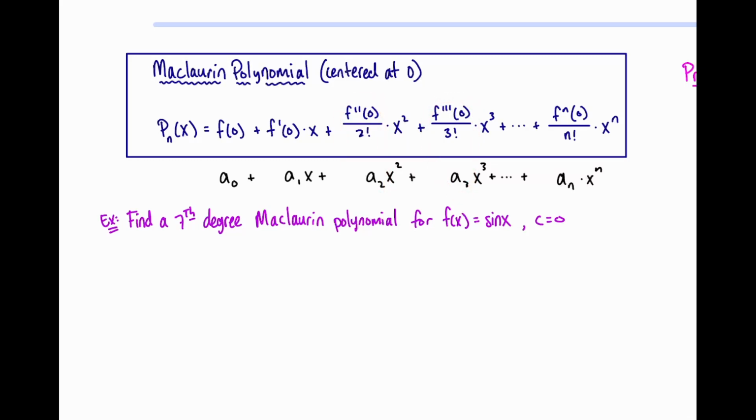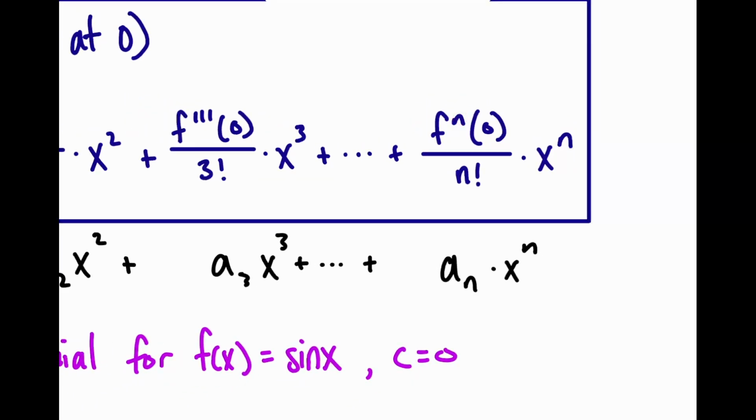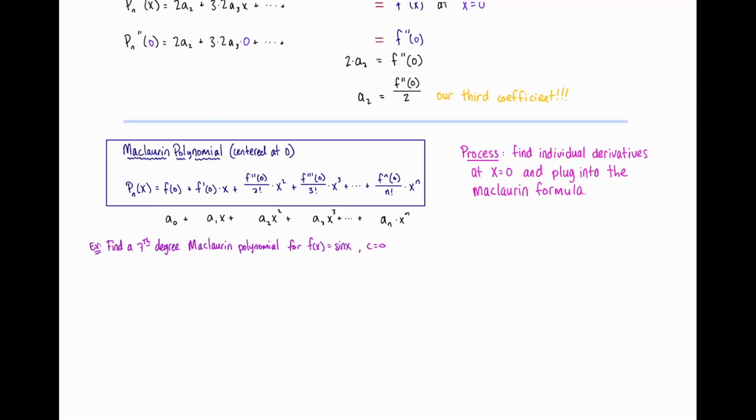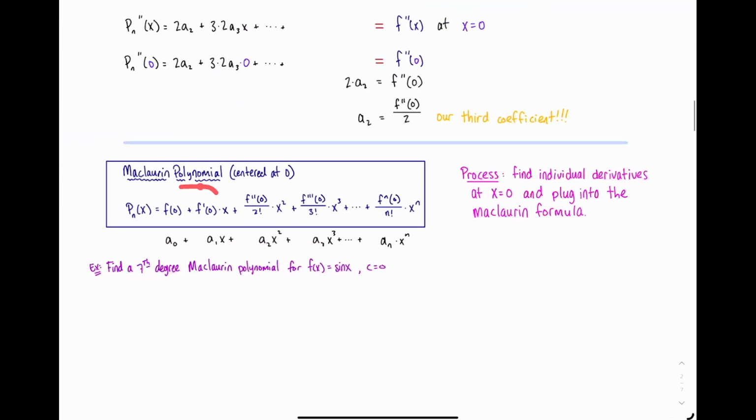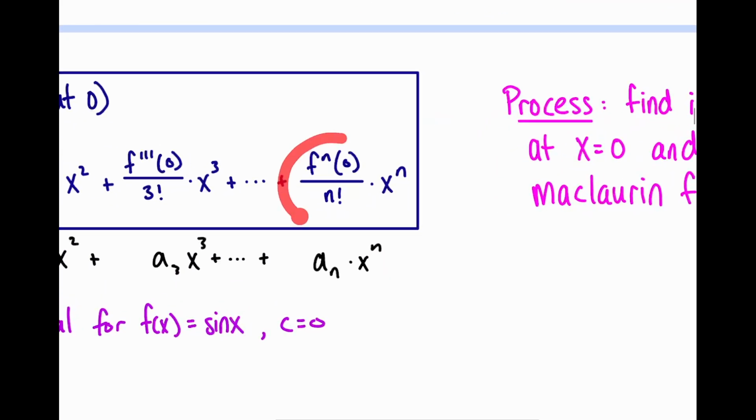And the pattern here is that the coefficient is just the nth derivative over n factorial times x to the n. So the x to the 7th coefficient would be the 7th derivative over 7 factorial, x to the 7th. Fantastic. I wrote a little process here. We're just going to find individual derivatives at 0 and then plug them into this formula. We have to memorize this formula, unfortunately. It's not given to us. We have to remember it. But as long as we can remember this term here, we can figure out each of them successively.